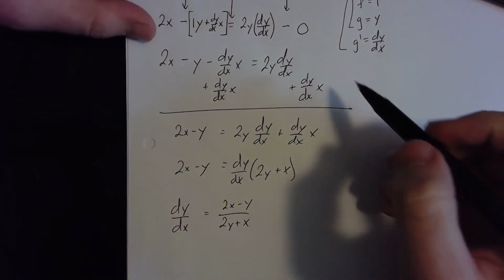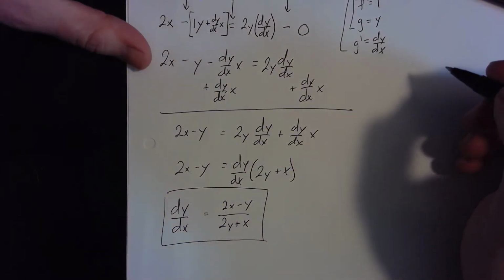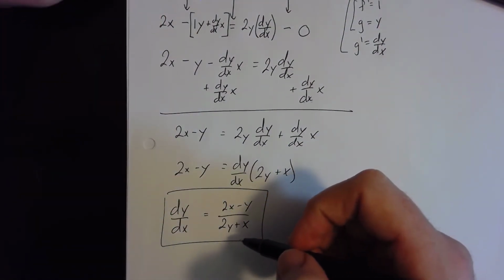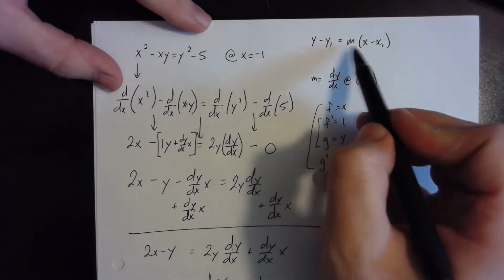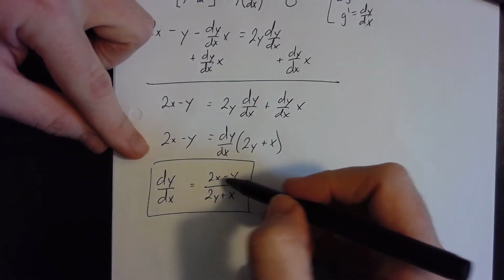Now, if all I asked you to do was find me the derivative of this function, you would be done. This would be the end of that problem. This is not what the question asked. The question asked you to find the tangent line at this given point. So in that case, I need to be able to plug in x and y.